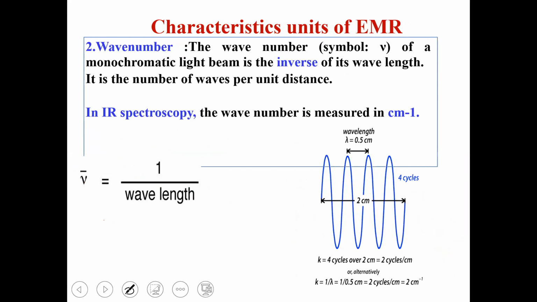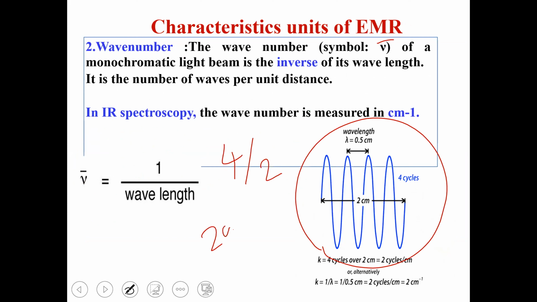The next terminology is the wave number, which is symbolized as nu bar. This nu bar is nothing but the number of waves that pass through 1 centimeter. In the picture, you can see that there are 4 cycles that pass in 2 centimeters. So you can write that as 2 cycles per centimeter. That's how you calculate the wave number.